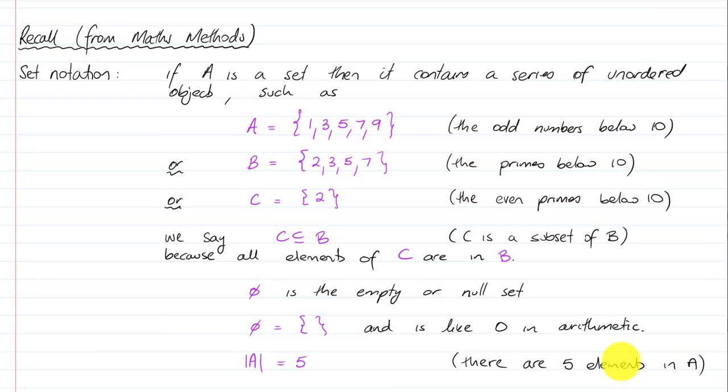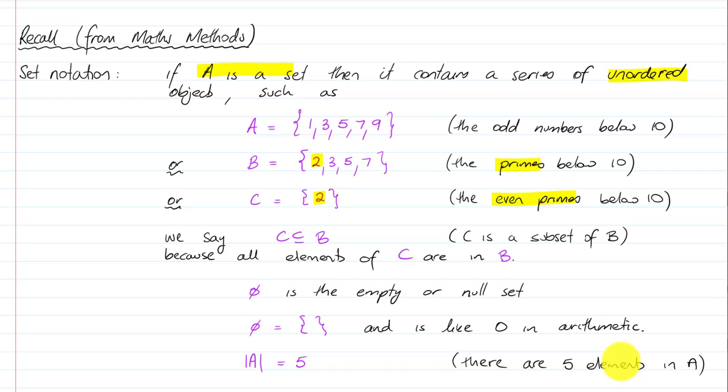Firstly, set notation. If A is a set, then it contains a series of unordered objects. Here's an example. In this example, I've given A the value, the odd numbers below 10, B the set of primes below 10, and C is the set of even primes below 10. You can see that C is going to be a subset of B purely based on the definition there, and you can also see that 2 is the only element of C, and it's contained within B.